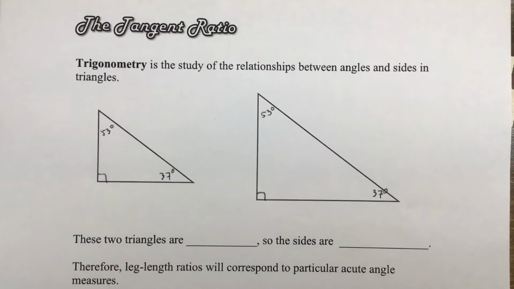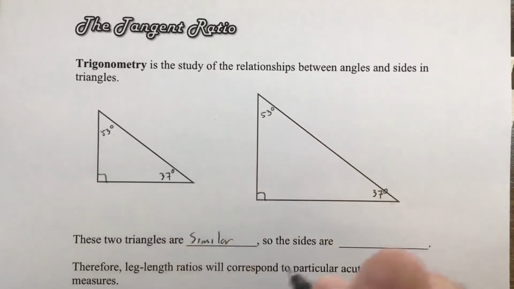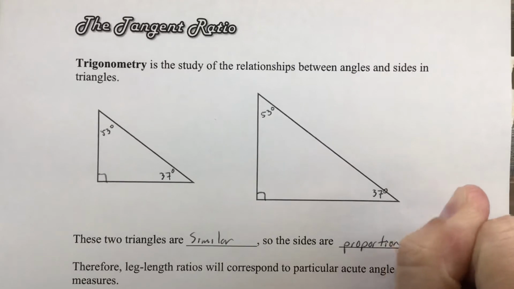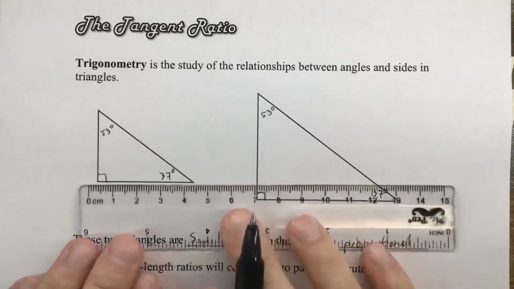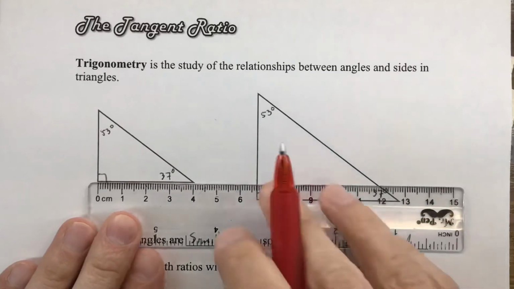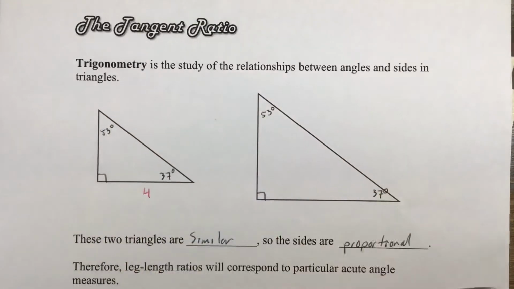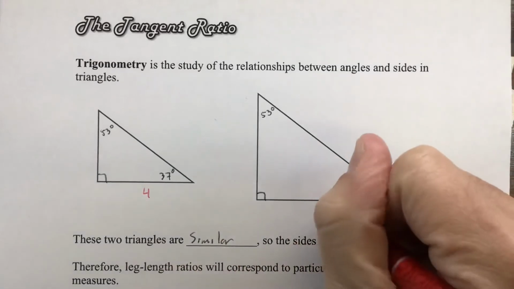All right, so based off of those angle measurements, we know one thing for sure. These 2 triangles are similar. In addition to that though, if the triangles are similar, the sides are going to be proportional. Okay, these will be proportional. Let me go ahead and take some measurements just so you can see here. The base of this is going to be 4 centimeters. The base here is going to be 6.